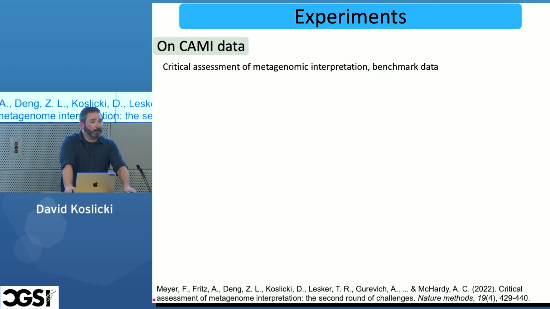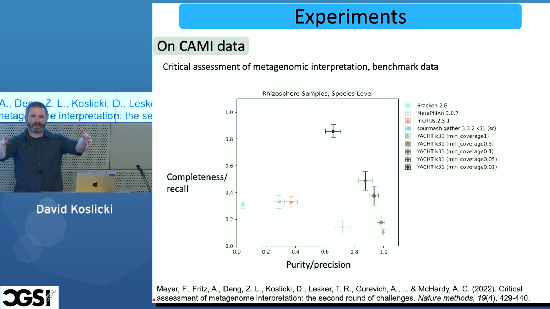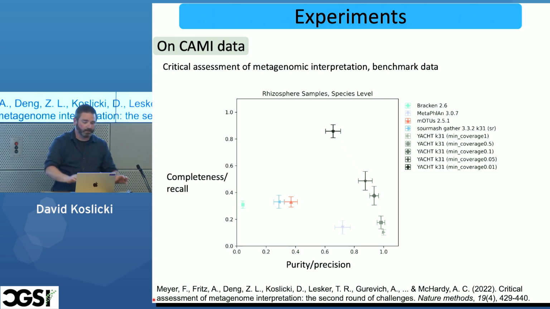Okay, so what about benchmark data? I mentioned before this critical assessment of metagenome interpretation, abbreviated CAMI. There's a bunch of benchmark data sets. I used it from the second round of the CAMI experiments. Here is the Rhizosphere challenge, which is one of the most difficult benchmark data sets. The way the competition worked is they gave you the data set, it's simulated, and they don't tell you what's in it. It actually has genomes that have been sequenced but not put into reference databases yet, which is cool. But in any case, you can see in color some other methods that do this approach, and then in this grayscale, our YACHT approach.